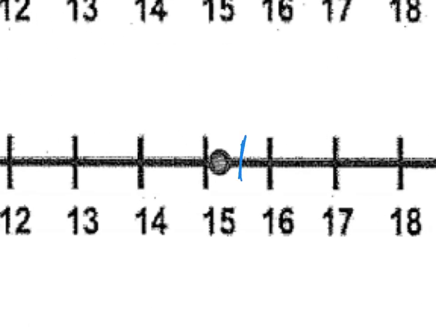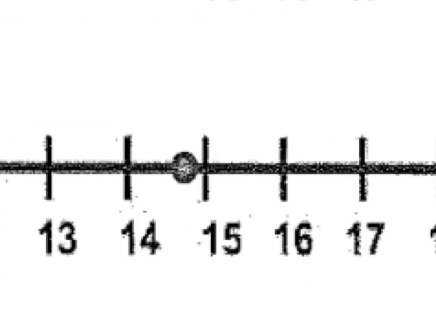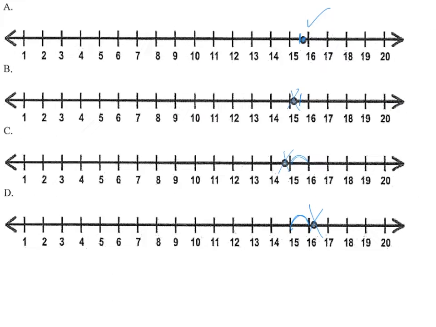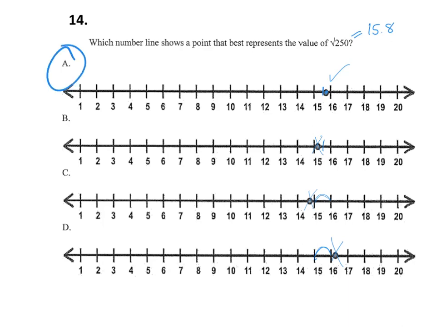Here's the halfway point. That's a little bit before. That one's not going to work. That one isn't even past 15. Our number needs to be somewhere in here. So this one's out. And 16, again, our number is supposed to be somewhere in here. That one's too far past. So our answer is definitely going to be A.